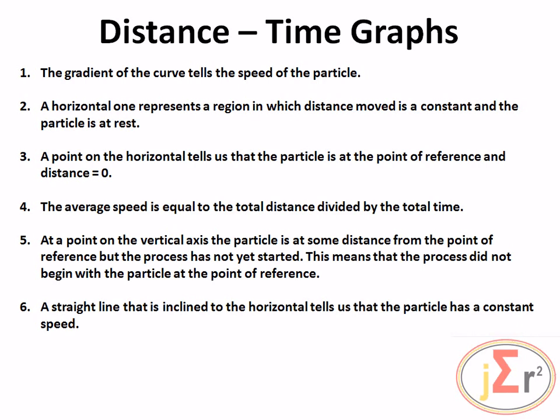The average speed is equal to the total distance divided by the total time. At a point on the vertical axis, the particle is at some distance from the point of reference, but the process has not yet started. This means that the process did not begin with the particle at the point of reference. A straight line that is inclined to the horizontal tells us that the particle has a constant speed.